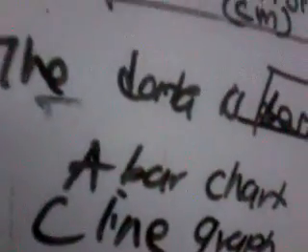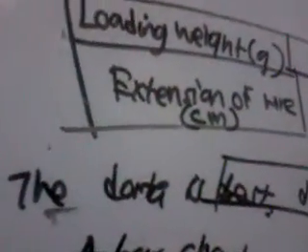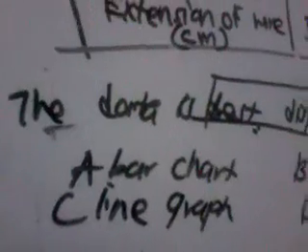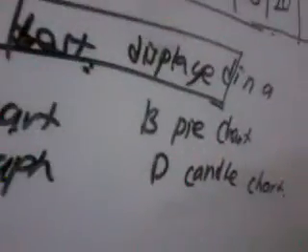You need to underline here: best display. The words best display you need to know. So loading rate and extension of wire, which is the best display here? Option A. Okay, let's look at option A, bar chart. Bar chart is not suitable for loading rate and extension of wire. So A is out. Okay, B, pie chart.